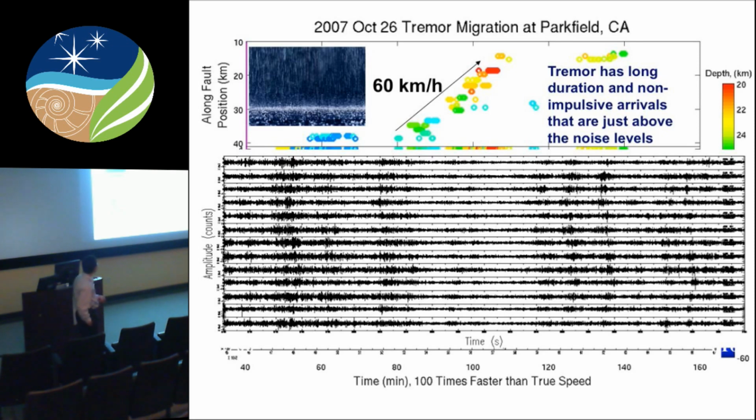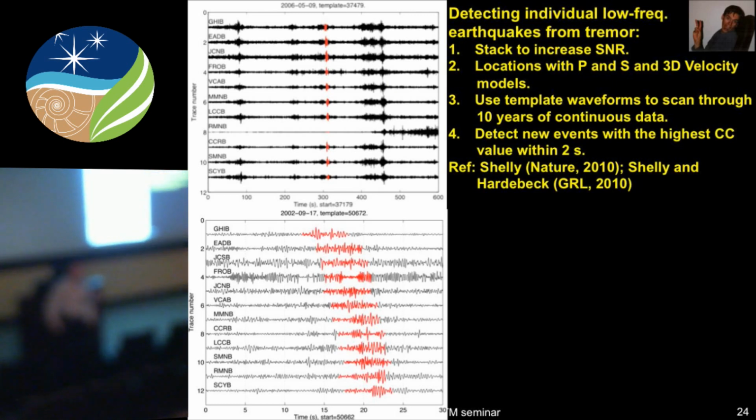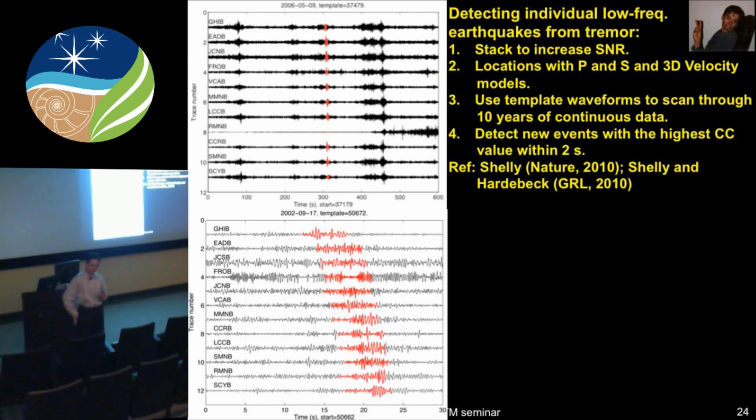So we use the same approach that we described previously, this template match method. Of course, in this case, we don't have a template to start with because you start with nothing. Those are not regular earthquakes, so you cannot use the regular earthquake there to cross-correlate and detect. You're not going to detect anything. This is mostly the work that was collaborating with Dave Shelly at USGS.